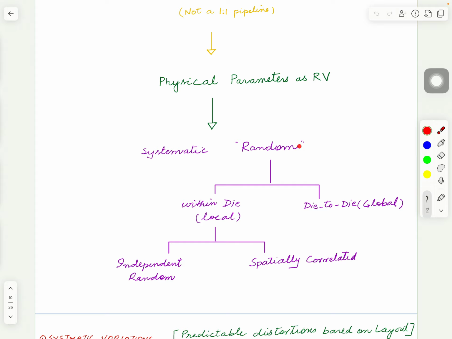This part, random, is further divided into two. These are the variations that we cannot predict or cannot see from the layout right away. They are the ones that come during manufacturing. And those are further split into die to die and within die.